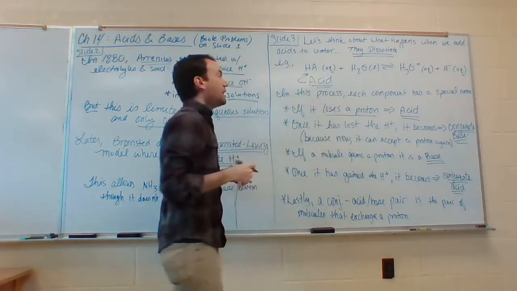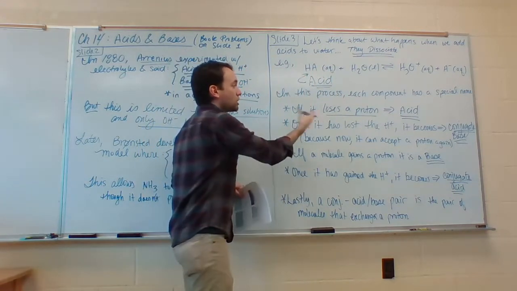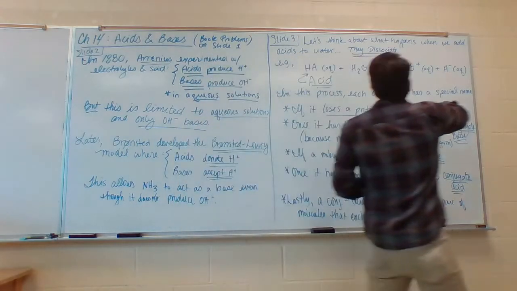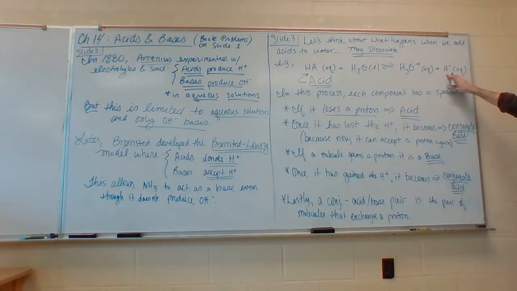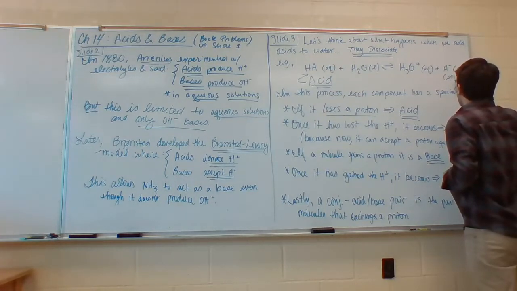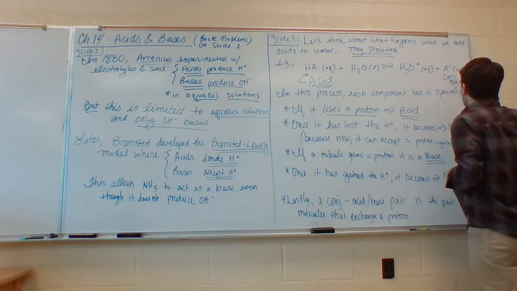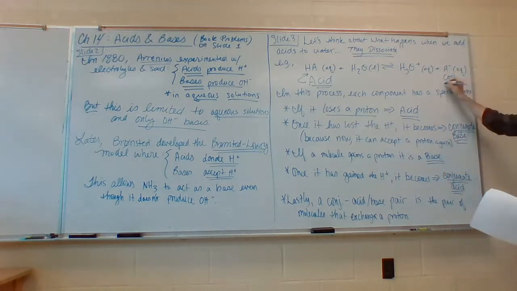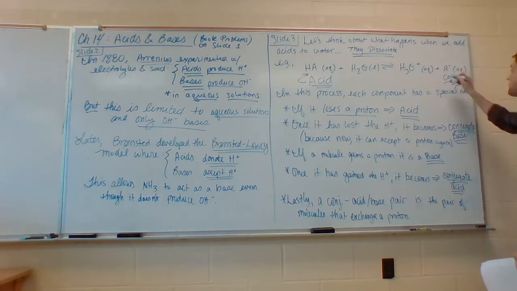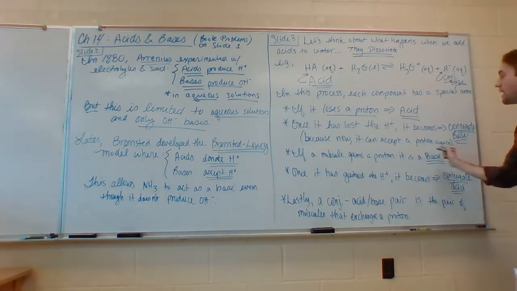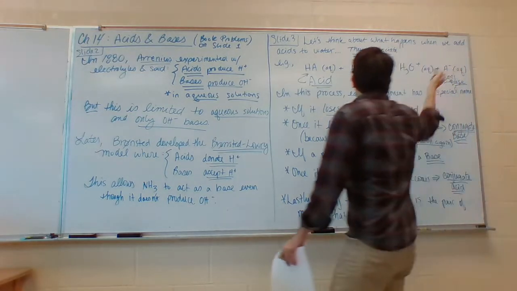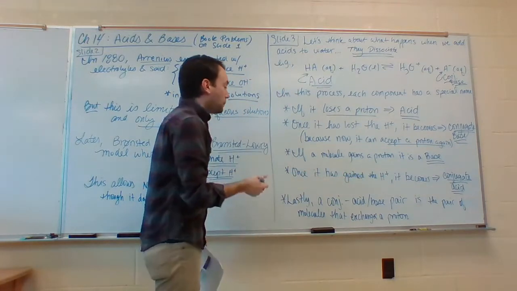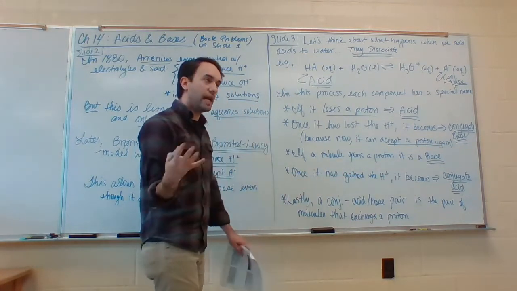Now, once it has lost the proton, so we have our HA, once it has lost the proton and becomes the A minus, that makes this our conjugate base. So that is what's called a conjugate base. Now, it's called a base because now it can accept a proton once again. So it has a space that it could accept a proton. And when I say proton, I just mean H plus.